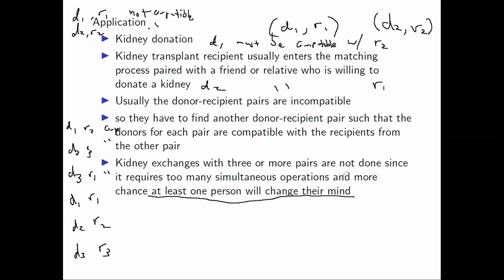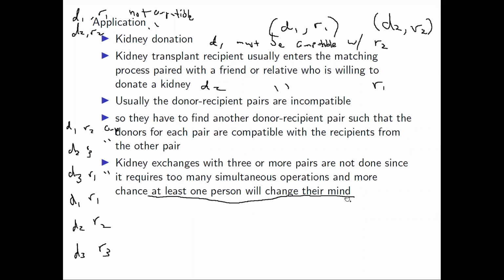So generally, they want to find just a single pair. Well, I said that wrong. A single pair of pairs. So a pair with a donor and recipient and another donor and recipient. So not 3 or more pairs, but just 2 pairs, a pair of pairs.